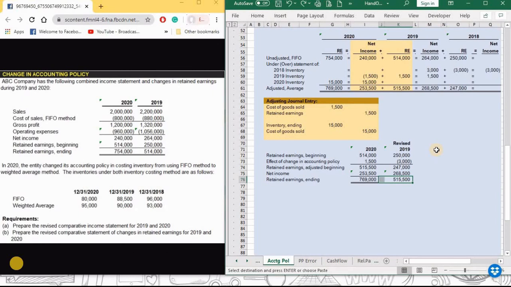So this is our discussion on the accounting treatment if there is a change in accounting policy. Again, this is under PAS 8. This is the second part of our discussion of PAS 8, and the last topic under PAS 8 is the correction of prior period error, which will be discussed in a separate video.